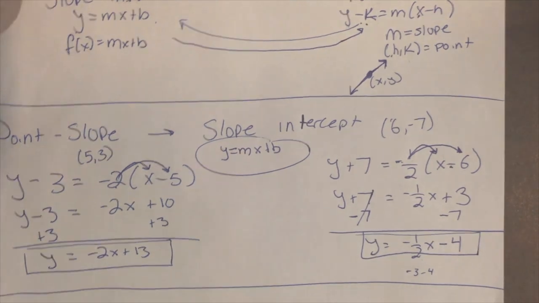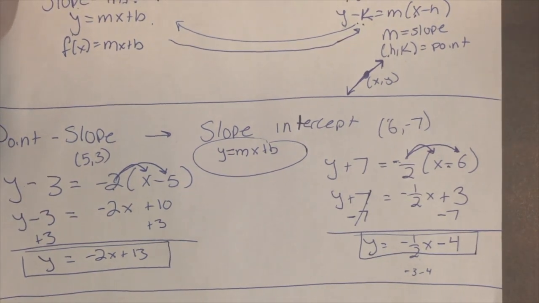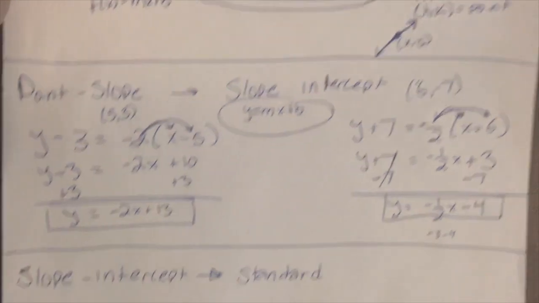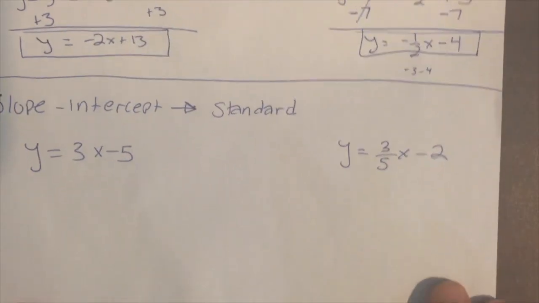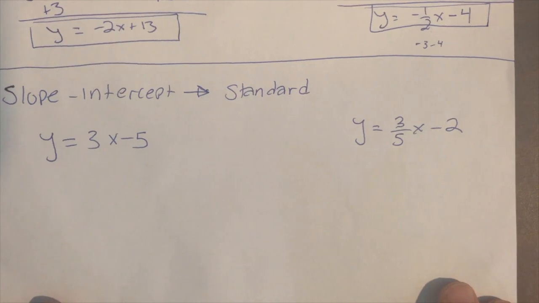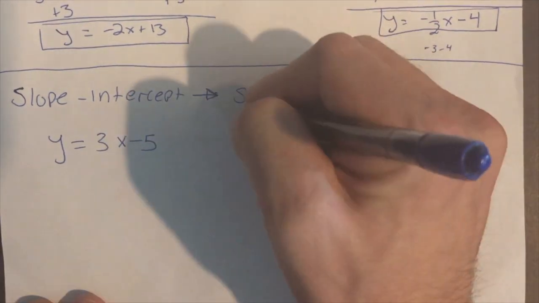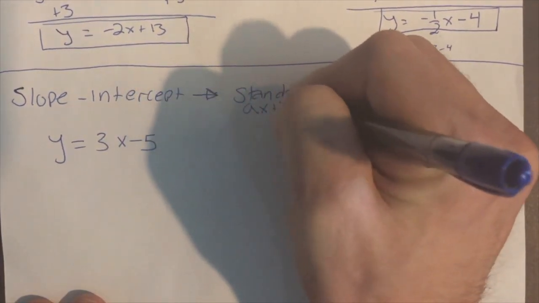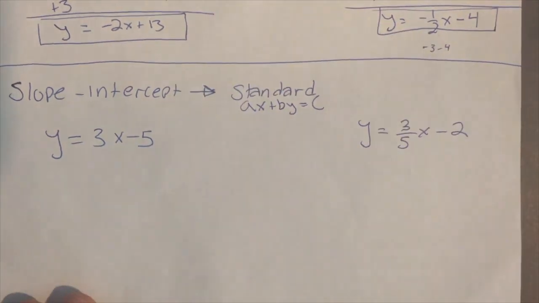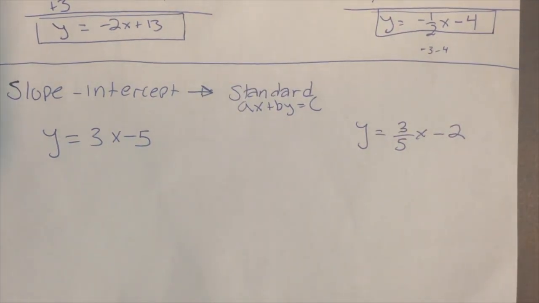Now, again, if you need to rewind the video to see that again, go ahead, but I'm going to move on to slope-intercept to standard. So I want my final answer to look like ax plus by equals c. People teach this in different ways. I don't really mind if either a or b are negative, but they cannot be fractions.